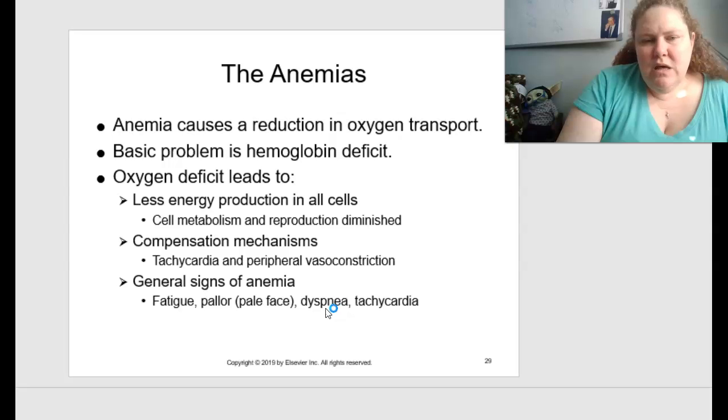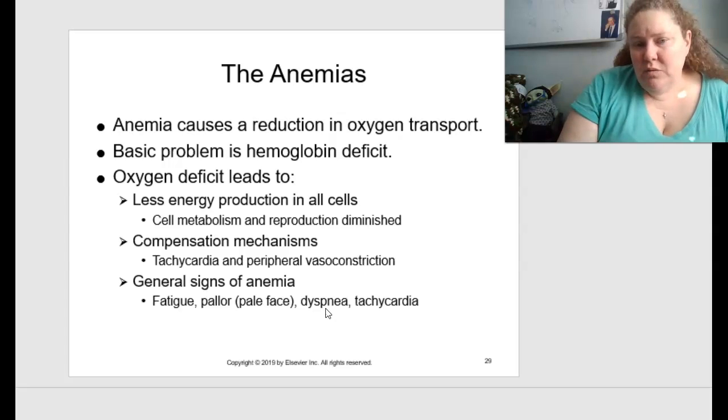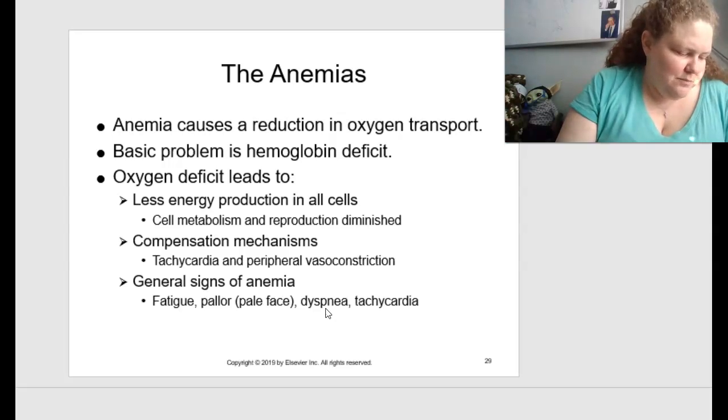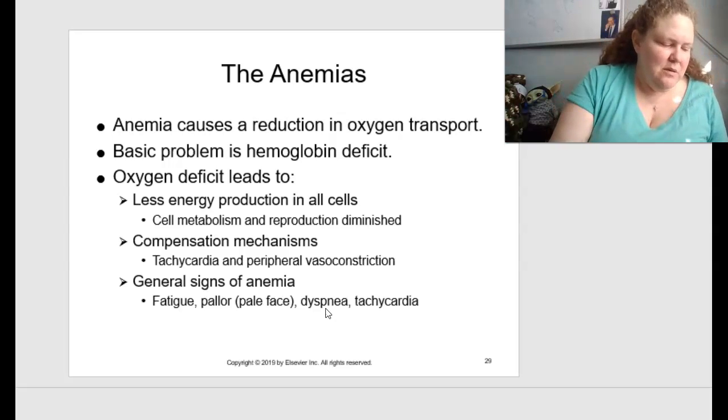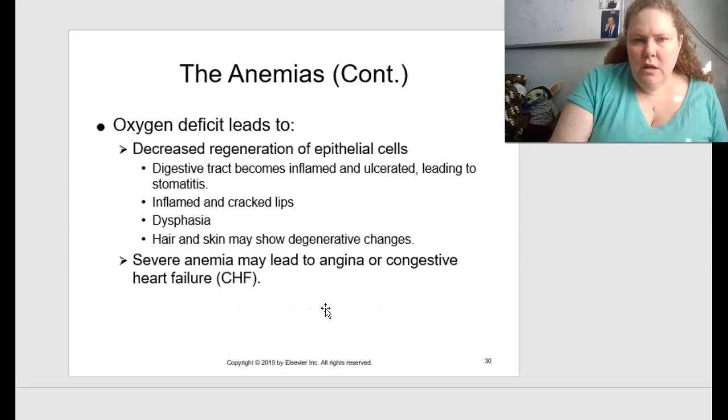Compensation mechanisms can occur, and these include tachycardia, so a rapid heart rate, and peripheral vasoconstriction. General signs of anemia can include fatigue, pallor, which is a pale face, dyspnea, and tachycardia. Dyspnea means increased effort to breathe, so it gets a little bit harder to breathe.